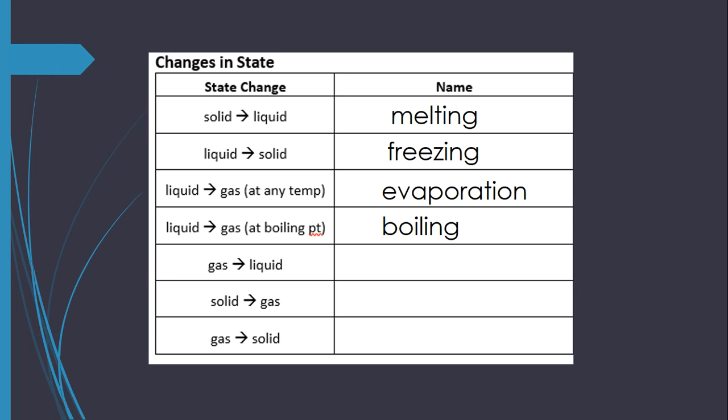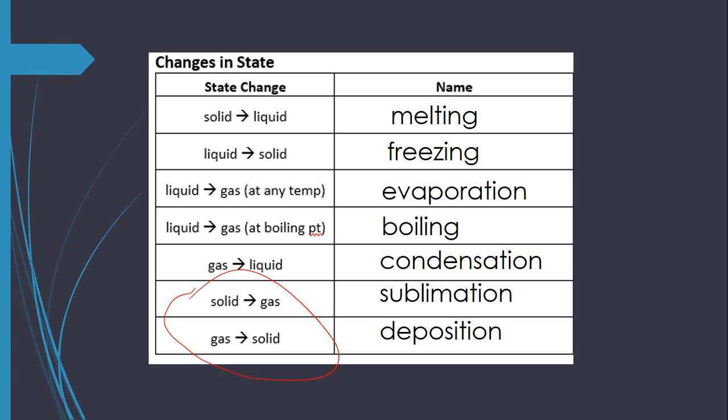Gas to liquid, you can talk to me about that during class. Let's see how that goes. But anyway, gas to liquid is always going to be condensation. Solid to gas, these are the ones that you don't really think of, but it deals with dry ice. Solid dry ice goes right to a gas, goes right to carbon dioxide, and that is called sublimation. And if you go backwards and turn that gas right back to a solid, that is called deposition.